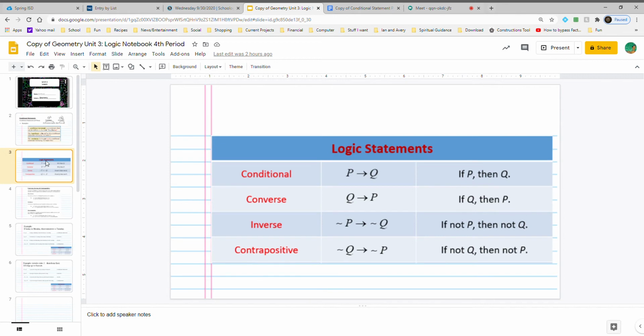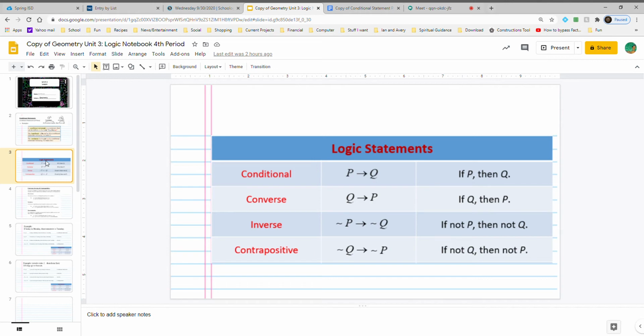Now, this is shorthand for conditional statement. Okay, that reads if P, then Q. Or if P happens, then Q happens. Okay, that's what that reads as. This next one, the converse, is Q, then P. Okay, on converse, what they do is they take the P and the Q and they flip them. So you end up with Q, then P. That is read if Q happens, then P happens.